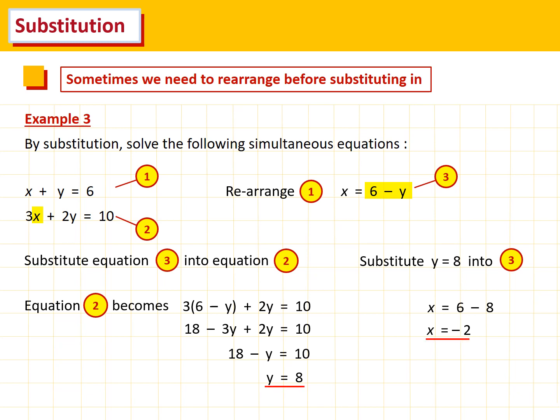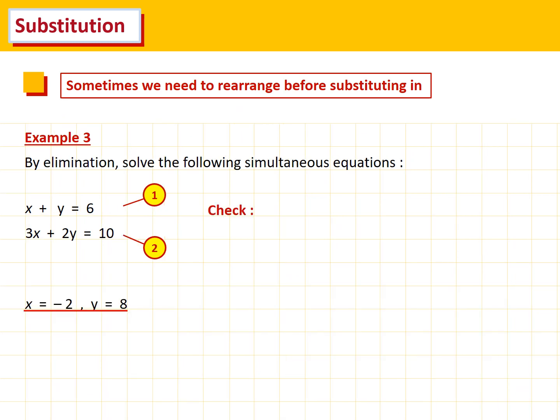Once again, we need to check our answers. We substitute x equals negative 2 and y equals 8 into both equations. In equation 1, we will end up with negative 2 plus 8 equals 6. Is that right? Yes, it is. And in equation 2, we'll end up with 3 lots of negative 2 plus 2 lots of 8 equals 10. Well, 3 lots of negative 2 is negative 6. So negative 6 plus 16, does that equal 10? Yes, it does. We've got the right answer.